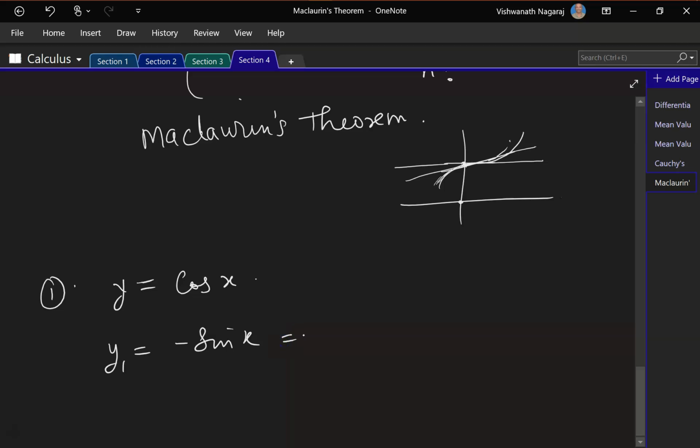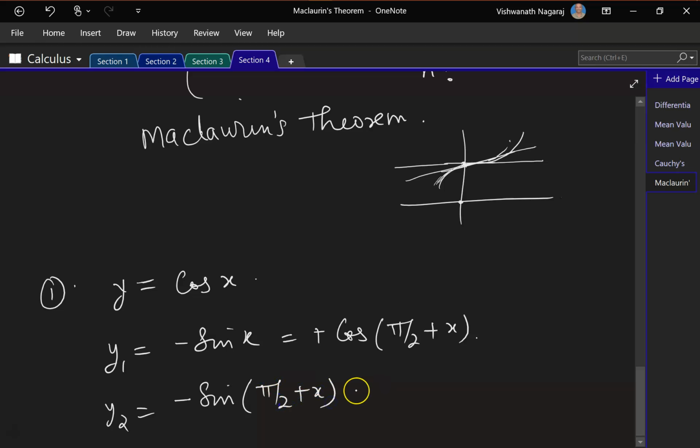Now let's keep writing it in terms of cos itself. So this becomes cos, minus into minus, plus cos (pi by 2 plus x). Now let's differentiate again. We get minus sin (pi by 2 plus x). Again let's write it in terms of cos: cos (2 pi by 2 plus x).